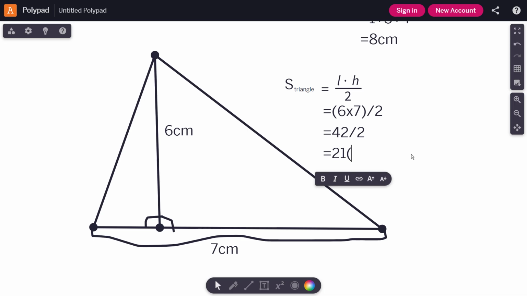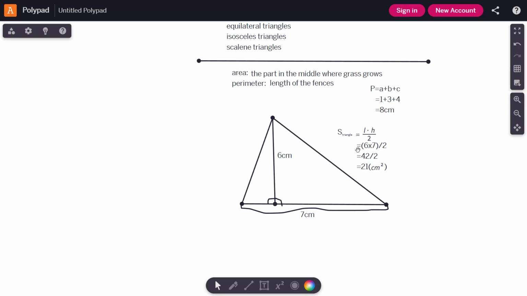And the unit for area is called square centimeters. It's always called square centimeters. Yeah, you can add the bracket or you can just not add the bracket, I don't care. 21 square centimeters.